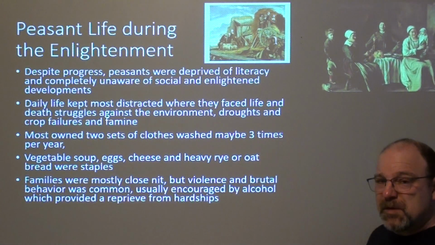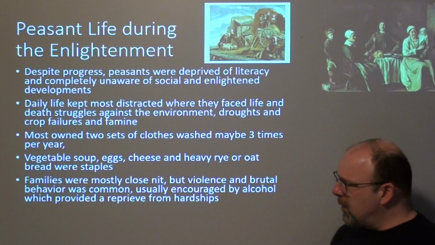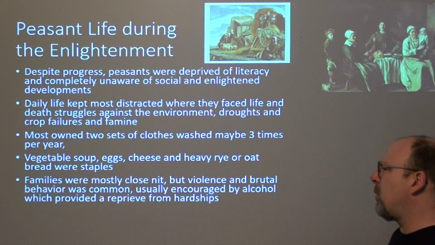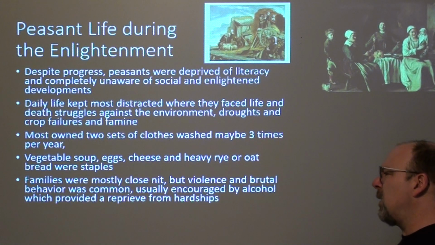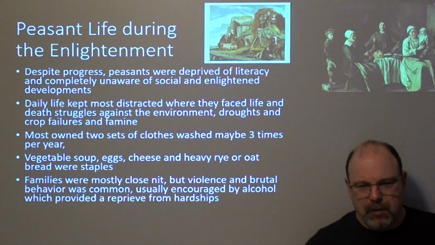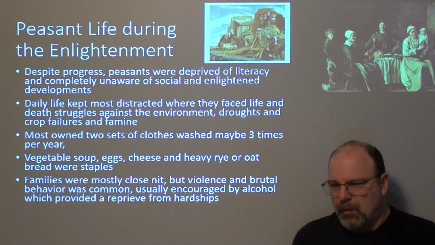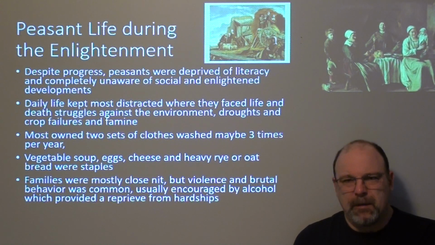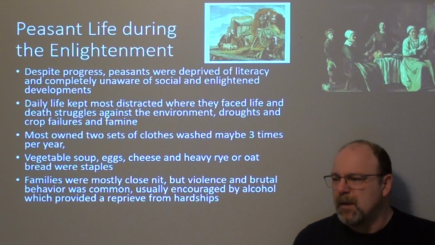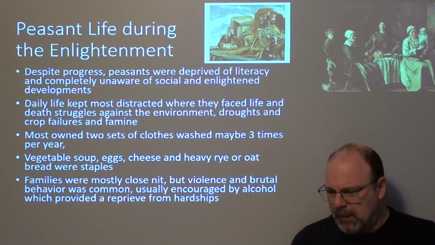Families were mostly close-knit because they so desperately depended on each other. But violence and brutal behavior was common, usually encouraged by alcohol, which provided a reprieve from hardships. Alcoholism has been a problem in human societies for thousands of years, and it's only really been within the last 50, 60 years that we've really addressed the dangers of alcohol.